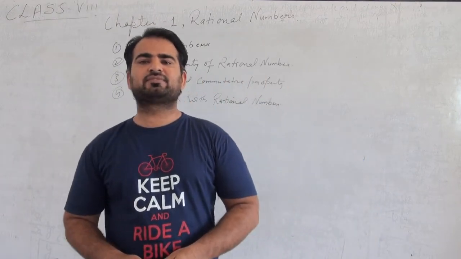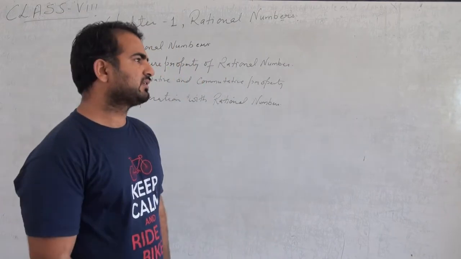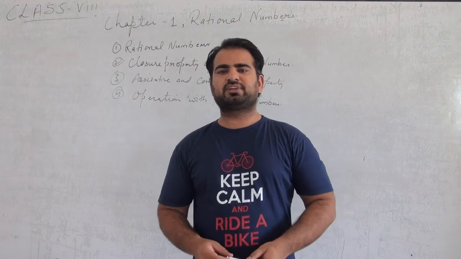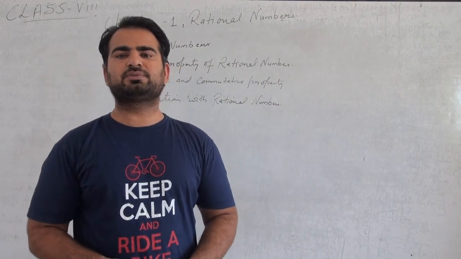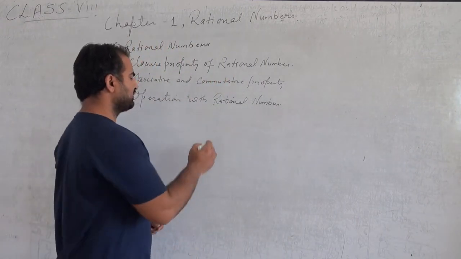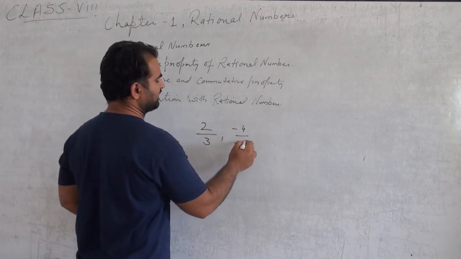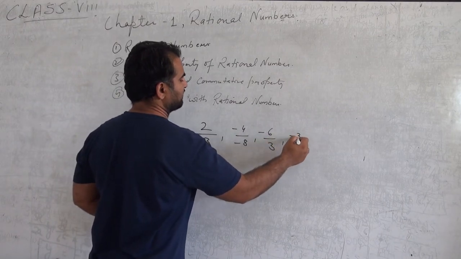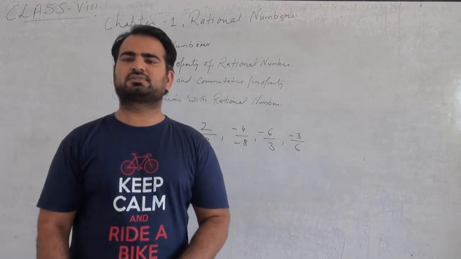So in this video we are going to talk about chapter number 1, rational numbers. Okay, so what are rational numbers? Numbers which are in the form of p upon q, where p and q are integers and q is not equal to 0, are known as rational numbers. Like 2 upon 3, minus 4 upon minus 8, minus 6 by 3, minus 3 by 6. All of these are rational numbers.